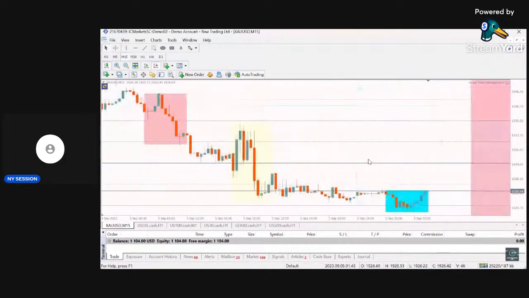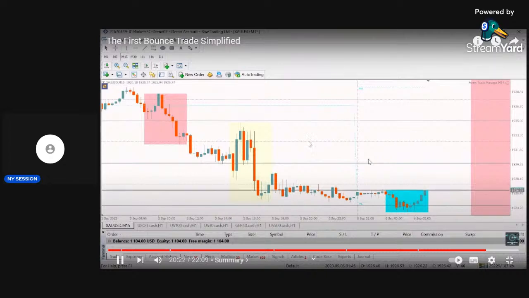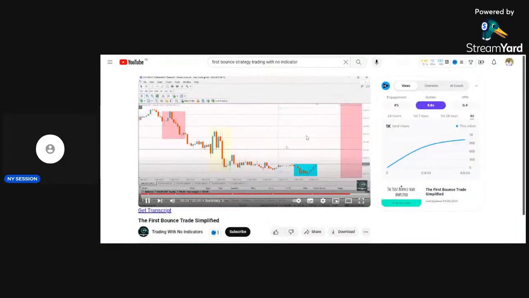And we're up to the current day. I hope this clarifies what the first bounce trade is about. It's basically a low-hanging fruit. It's a continuation trade.